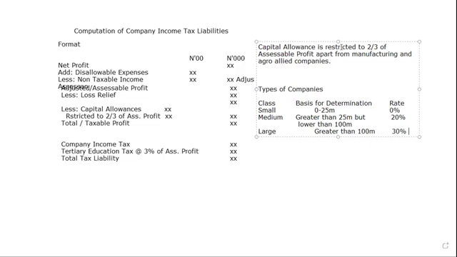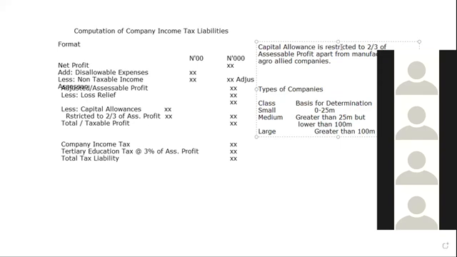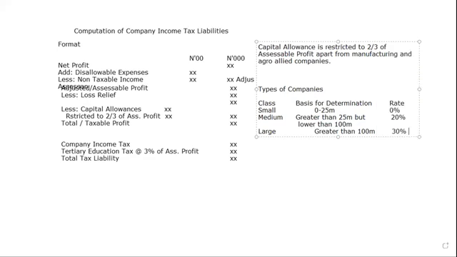Hello, sir. Please, I have a question. Yeah, please go ahead. Regarding capital allowance, to choose between the restricted one or the actual capital allowance given to us. Please, I need clarity. You are picking the lower of the actual capital allowance and the restriction. Anyone that is lower is what you pick. Don't worry, by the time we start solving questions, you'll get it better.